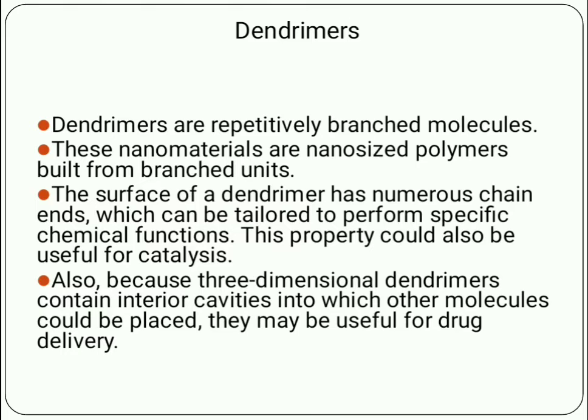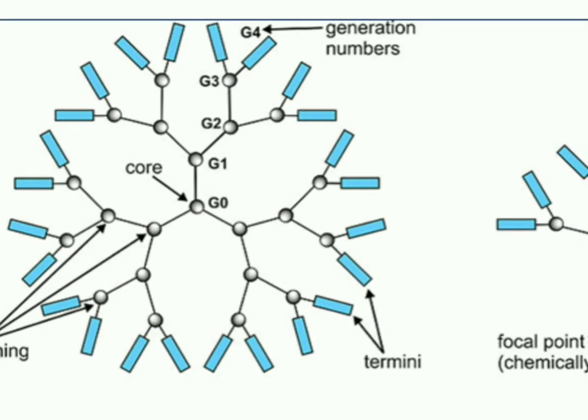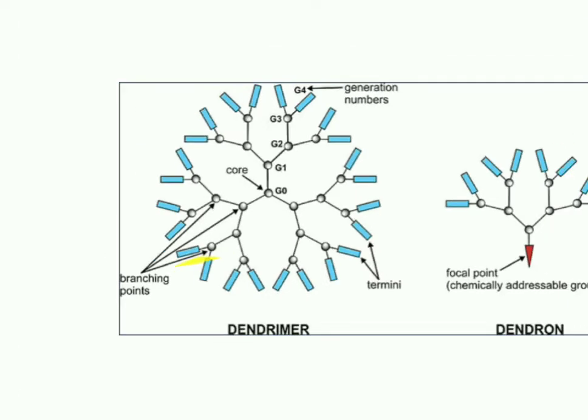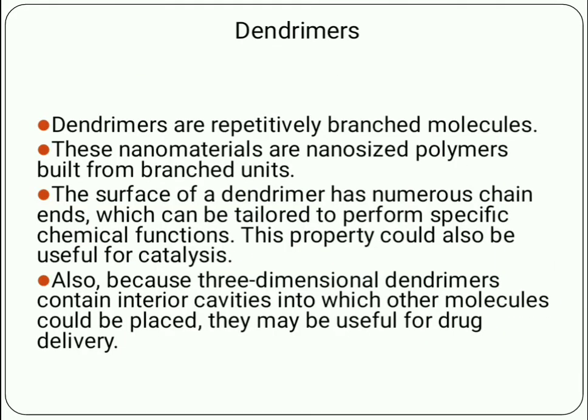Dendrimers are repetitively branched molecules. These nanomaterials are nano-sized polymers built from a branched unit. The surface of a dendrimer has numerous chain ends which can be tailored to perform a specific chemical function. This property could also be useful for catalysis. Now we can see the structure of the dendrimers. We can see various types of branches that can be made up of fibers, or we can say polymers, and they have unique properties. So that can be used for catalysis also. So that is dendrimers.